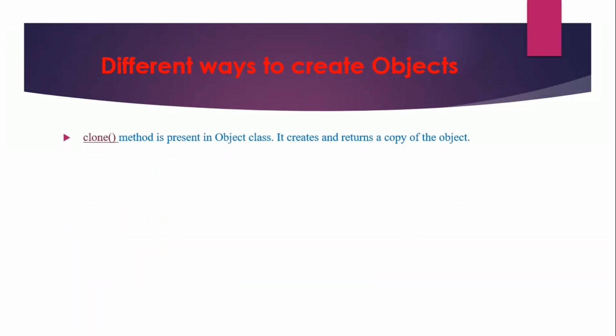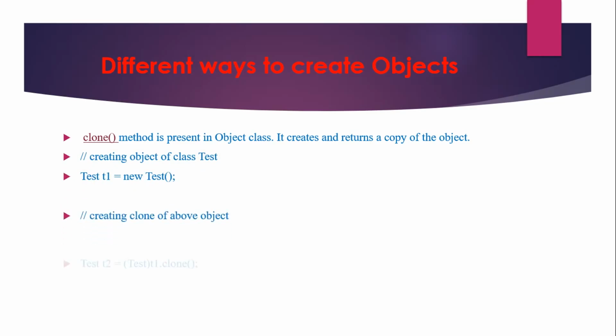Next is the clone method. The clone method is present in the Object class. It creates and returns a copy of the object. Creating object of class Test: Test t1 is equal to new Test. Creating clone of the above object: Test t2 is equal to t1.clone.